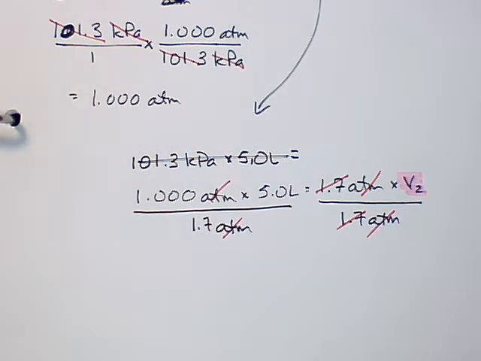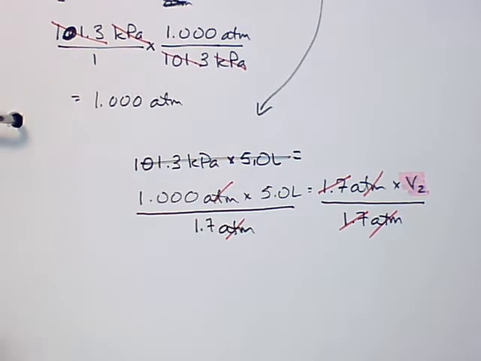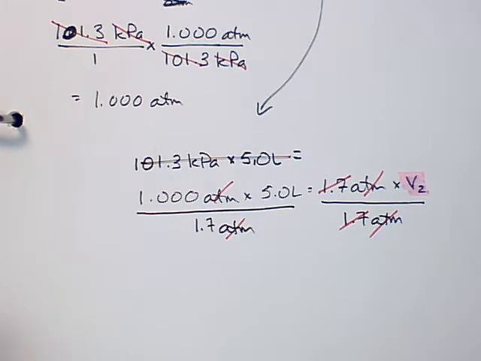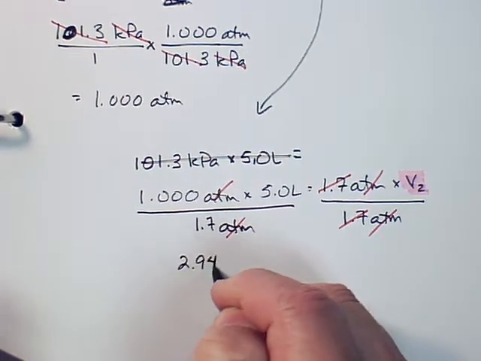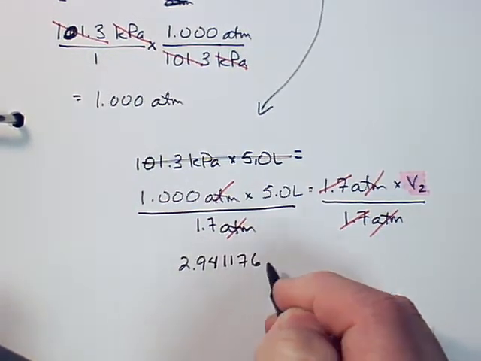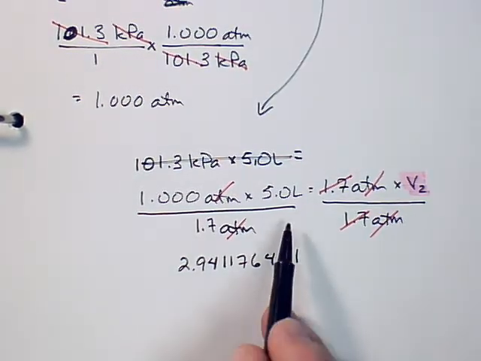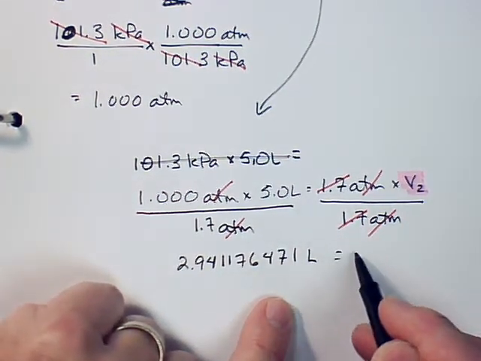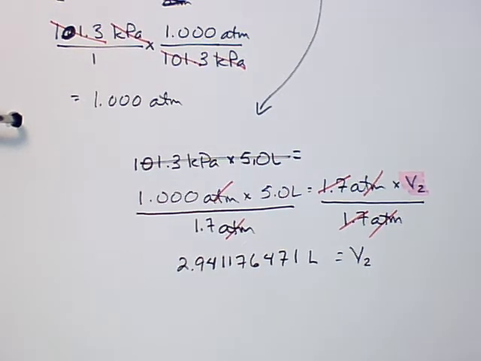We're ready now to actually do the math. 1.00 times 5 divided by 1.7. And I get 2.941176471. And I have units of measurement of liters. And over here, that's equal to our V2. So that's the unrounded answer.